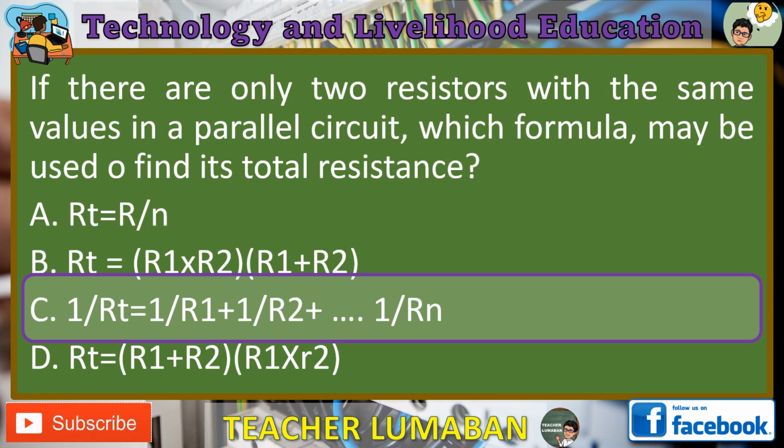Explanation. In a parallel circuit, the total resistance, RT, is calculated using the reciprocal of the sum of the reciprocals of the individual resistances. For two resistors, R1 and R2, of the same value in parallel, the formula becomes.